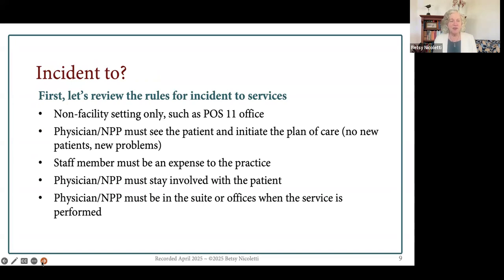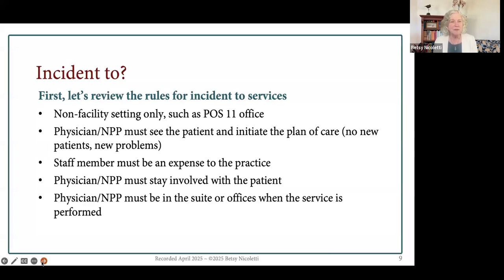So I get asked this question. I got asked it a lot in 2016, and it came up recently again. What about incident-to? So first, let's review the rules for incident-to services. If you are a Coding Intel member, we have detailed information about incident-to on the website. But let's do the high-level review.